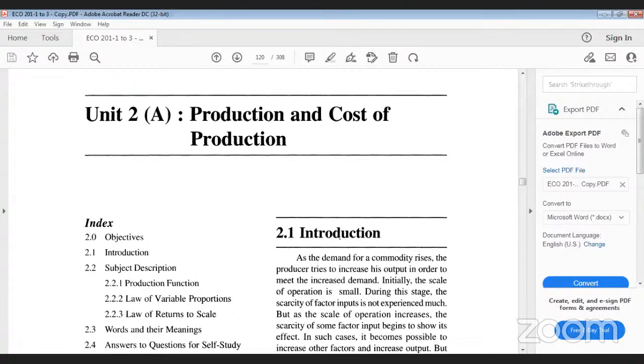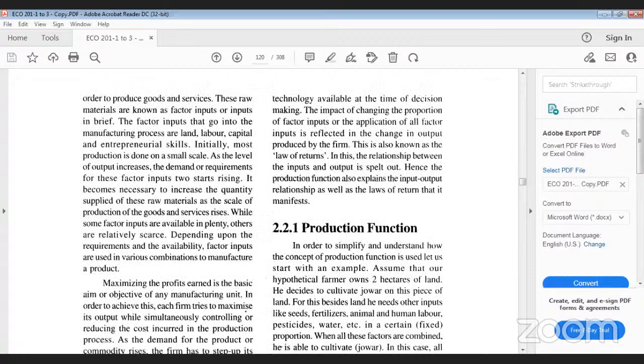Initially, the scale of operations is small. During this stage, the effect of a factor input is not experienced much, but as the scale of operations increases and the specificity of the same factors increases, the factor input begins to show its effect. In such cases, it becomes possible to increase other factors and increase output in order to produce goods and services.